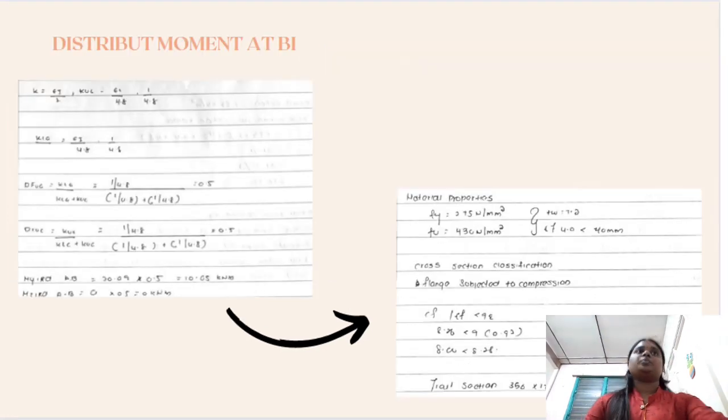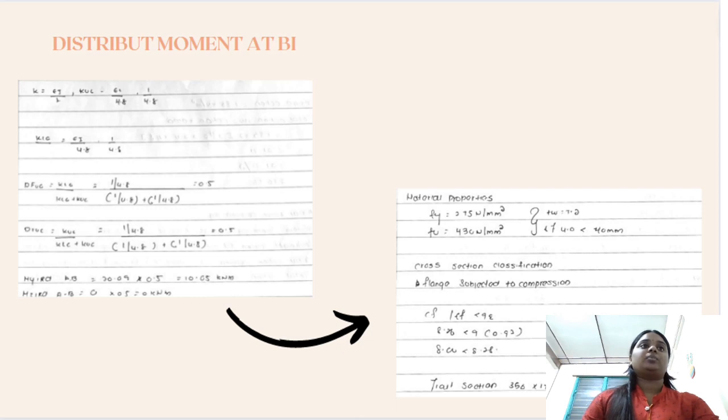So the design moment: kEI, kUL is over 4.8, and 1 over 4.8 equals 1 over 4.8 and KLC, KUC plus 1 over 4.8 divided by 1 over 4.8 plus 1 over 4.8, which gets 0.5. So M_Ed,AV equals 20.09 times 0.5 equals 10.05 kilonewton, and M_Ed,AB is 0 times 0.5, which is 0 kilonewton.